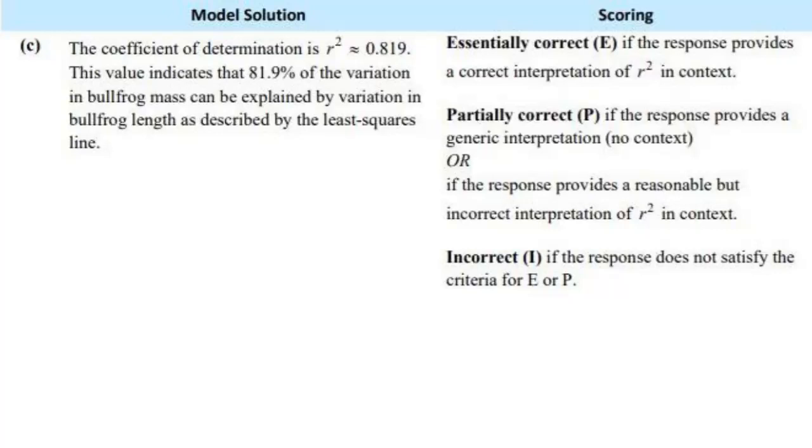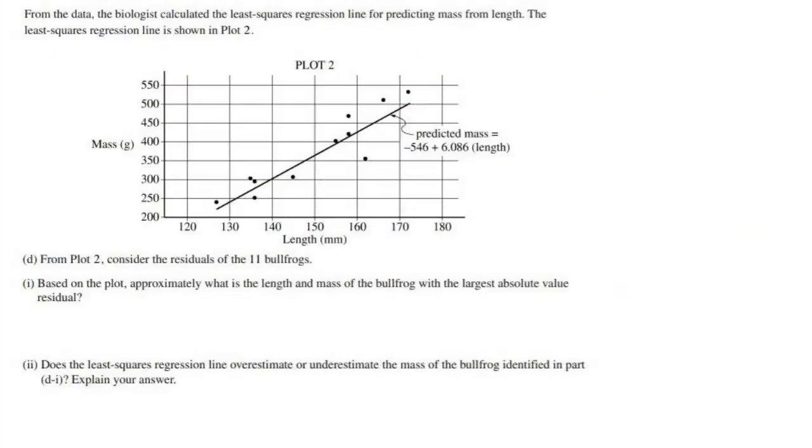All right. Part D. Part D had two parts. Based on the plot, approximately what is the length and mass of the bullfrog with the largest absolute value residual? And part II, does the least squares regression line overestimate or underestimate the mass of the bullfrog identified in part DI? Explain your answer. What do they mean by this largest absolute value residual?